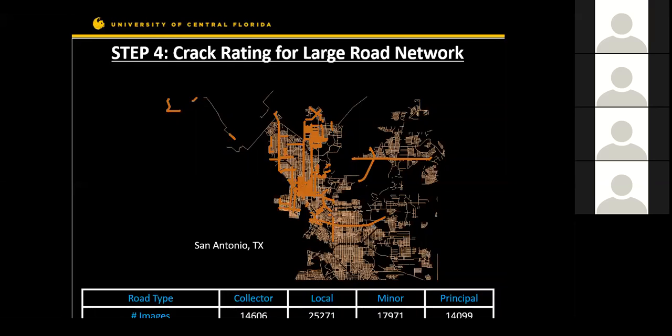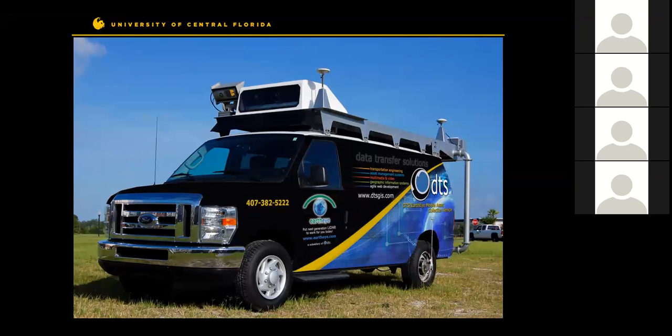This is the city of San Antonio in Texas, where we got the data: more than 75,000 images, around 200 miles, from different traffic zones: collector roads, local roads, minor roads, and principals. And it was only possible through our collaboration with the company called DTS, or Data Transfer Solutions, which does extensive data collection and pavement evaluation for different DOTs.